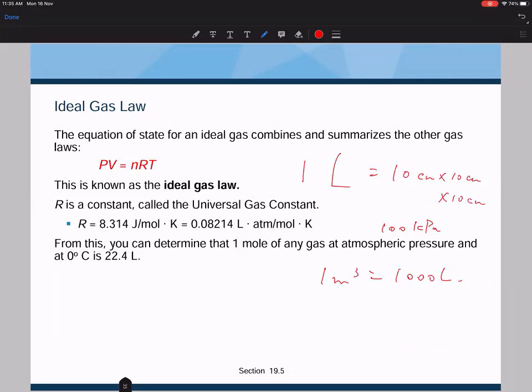Instead of counting molecules one by one, we count them in terms of moles, where one mole of molecules is equal to one Avogadro's number of molecules. Avogadro's number, which you could refer to in the notes, is around 6.02 times 10 to the power 23, which is a very large number. And R is the universal gas constant.